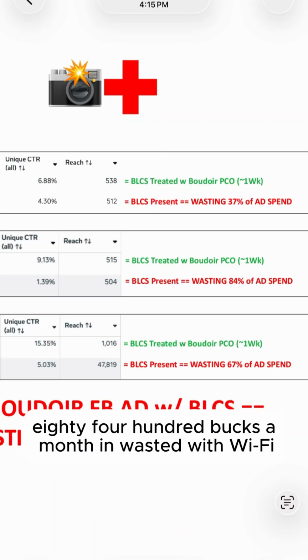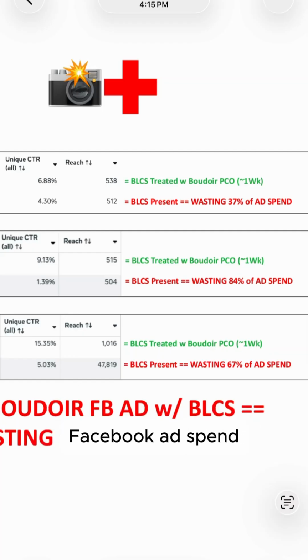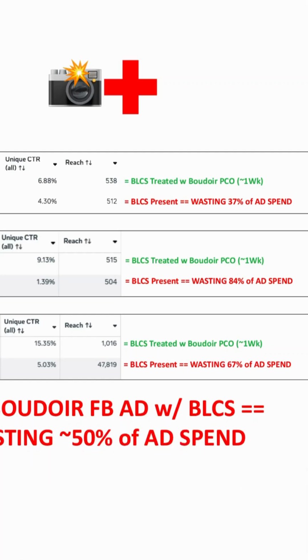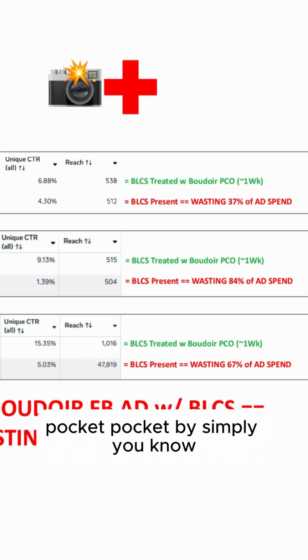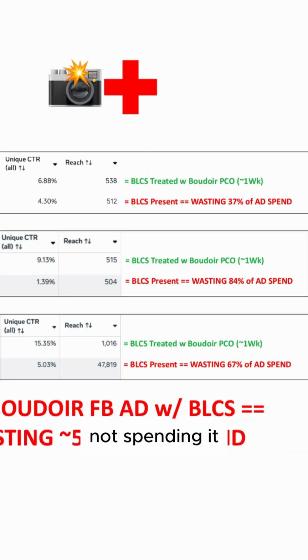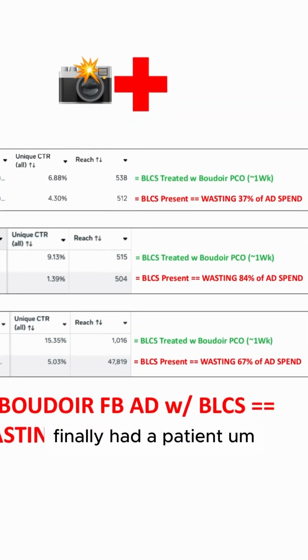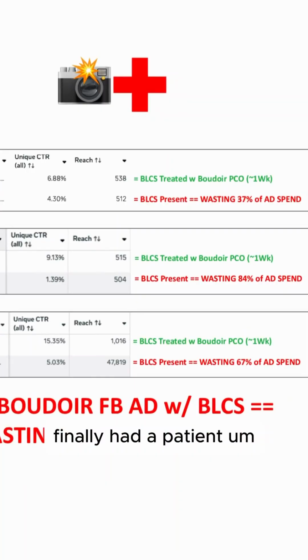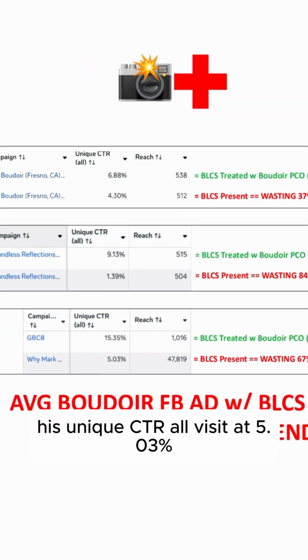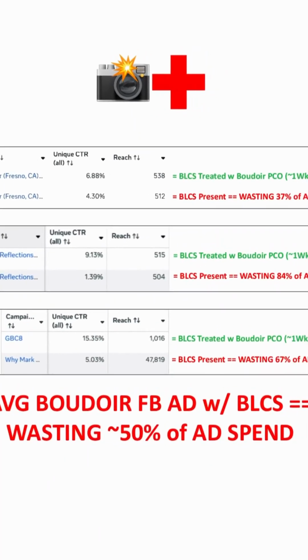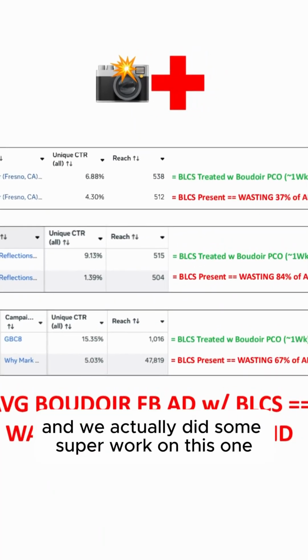So they eliminate $8,400 a month in wasted Boudoir Facebook ad spend, and they pocket that, literally $8,400 a month, by simply not spending it. So it's like a 100K bonus over the next 12 months. Finally had a patient, his unique CTR of his ad 5.03%, and I actually did some super work on this one.